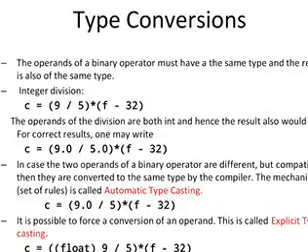In the case of this second example, if two operands of a binary operator are different but compatible, then they are converted into the same type by the compiler. The mechanism is called automatic typecasting. See one more example. C equal to 9.0 by 5, that is a float number, the next number is an integer, into f minus 32. It is possible to force conversion of an operand. This is called explicit type casting.